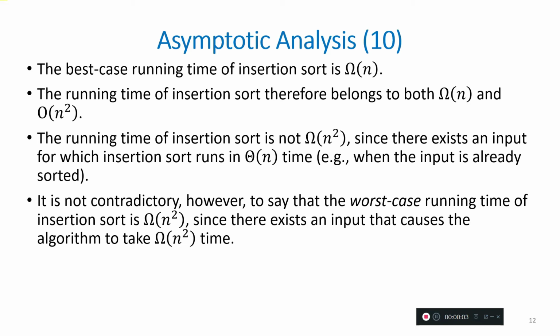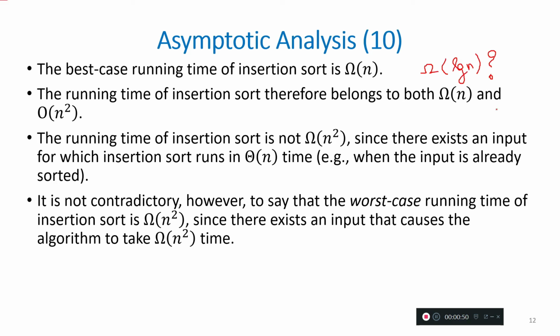We have already seen that the best case running time of the insertion sort is a linear function of the input size n. Therefore, we can say that the best performance is achieved when the input array is already sorted. Since omega n gives a lower bound, it is correct to say that the best case running time is omega n. So the insertion sort has a running time of omega n as it is bounded from below and big O n square as it is bounded from above.